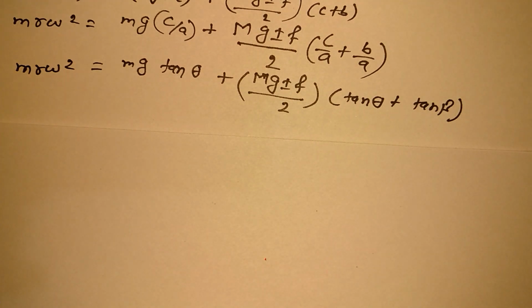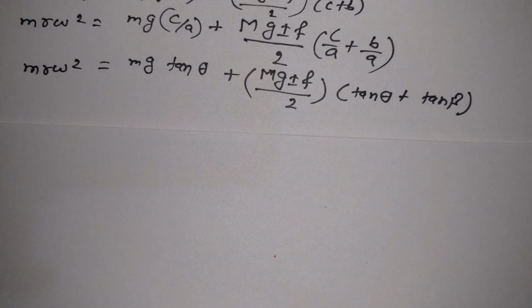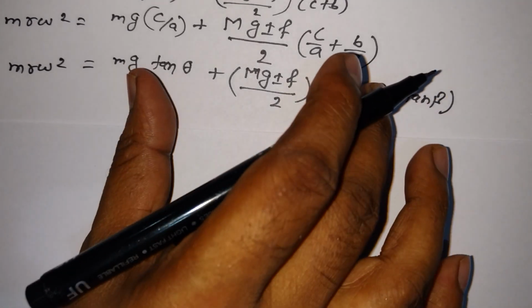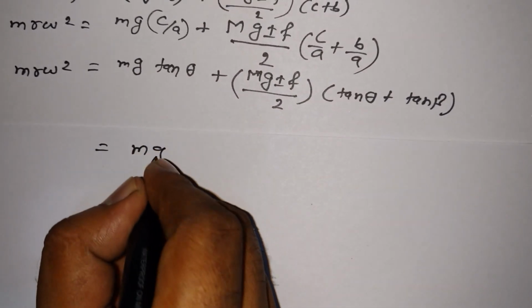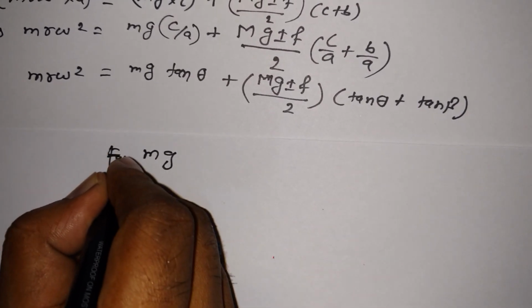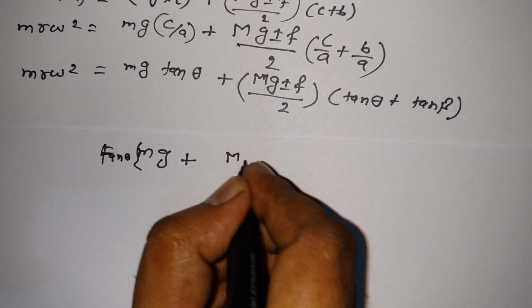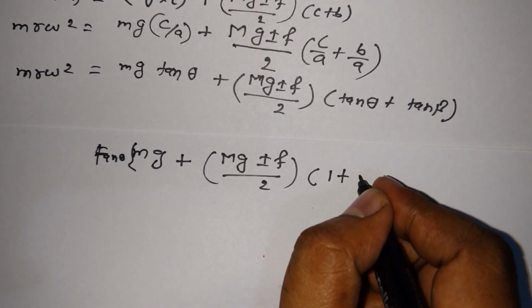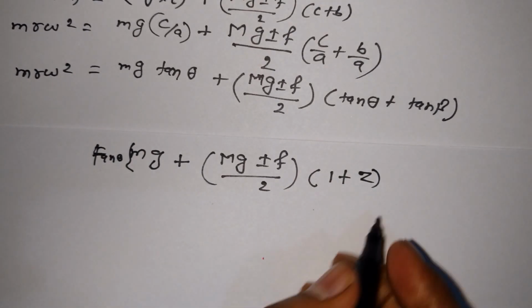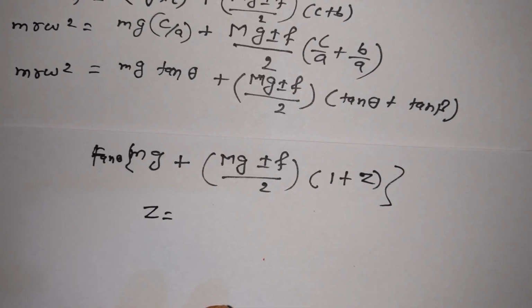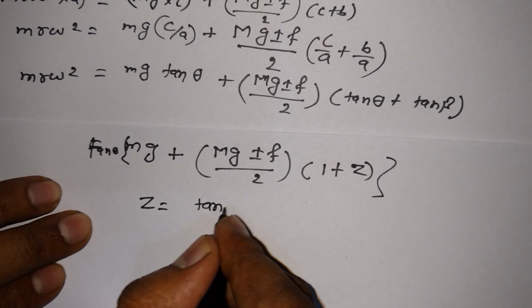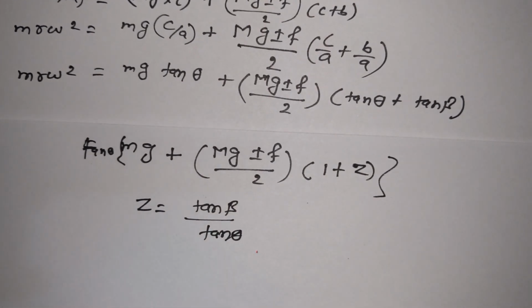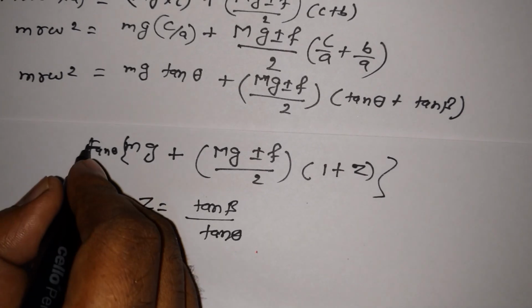square, right? So basically what we got is mg tan theta, mg plus minus f by 2, tan theta and tan beta. What we are going to do is take tan theta common from these two equations. So we got mg here, and tan theta times mg plus minus f by 2, 1 plus z. Suppose this is z. Basically we take z equal to tan beta by tan theta, getting me? So z is equal to tan theta by tan beta.